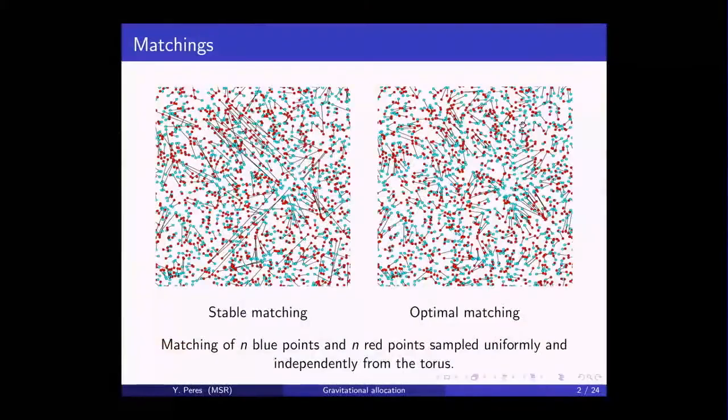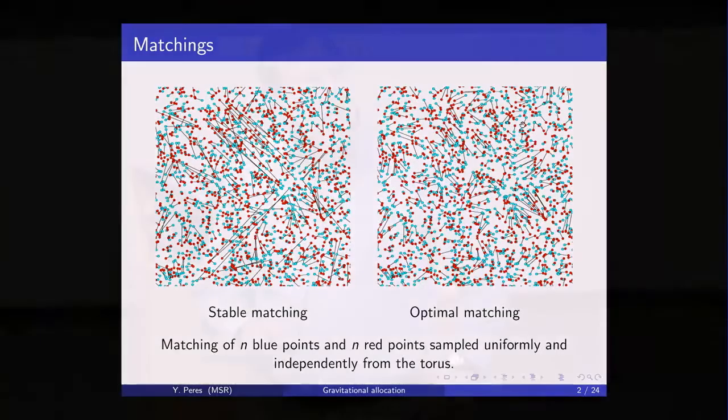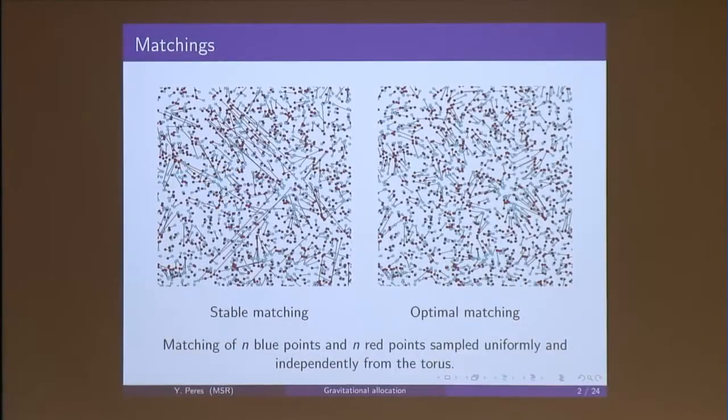And then we have n blue points and n red points thrown independently and uniformly at random into this torus, both on the right and the left. Now, we're trying to match the blues and the reds. What you see on the right is the optimal matching, minimizing the total length, or equivalently the average length of the matching.